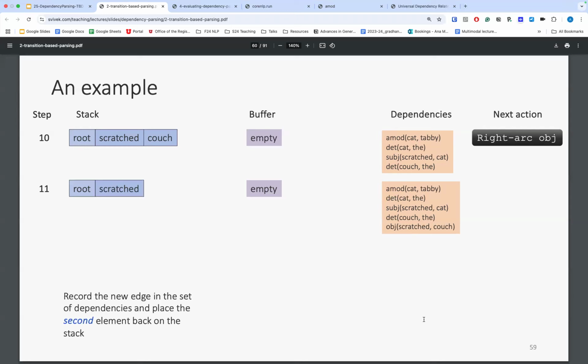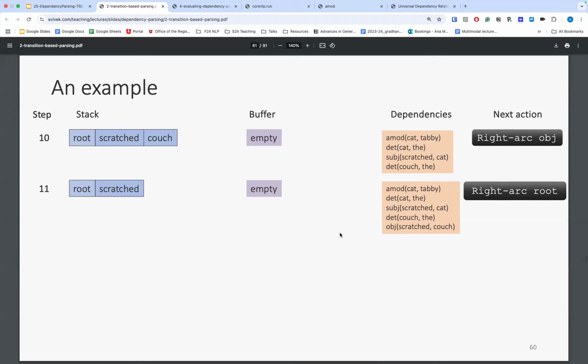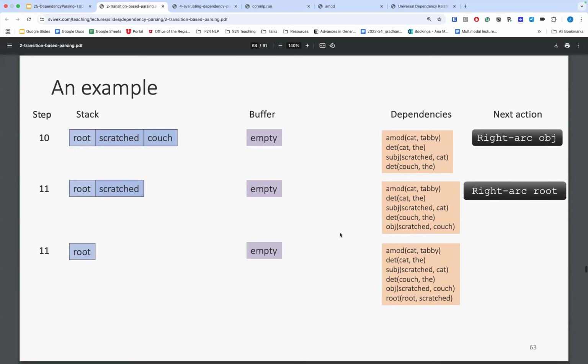Okay, let me just, okay. Sorry, guys. I'm a little bit lost in how to switch between slides.